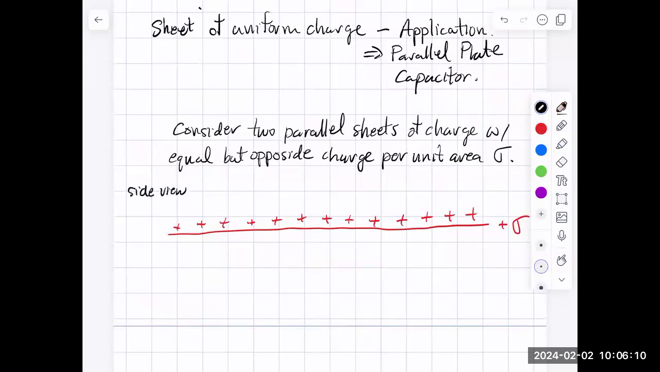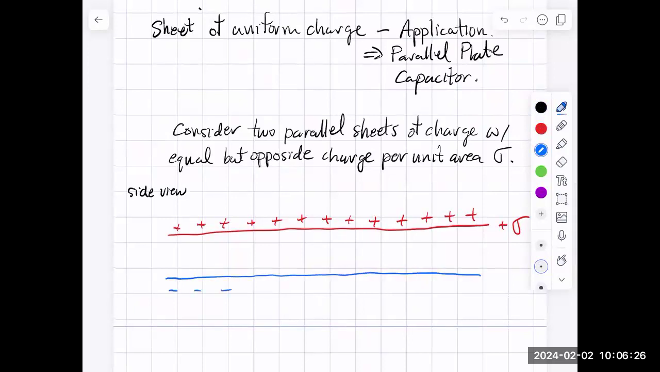And then what we'll do is we'll draw a parallel sheet just below it, but we'll give it the same charge per unit area, except all the charges will be negative. So we'll put that one over here. And so there's all our negative charges. And so this has charge per unit area of minus sigma.